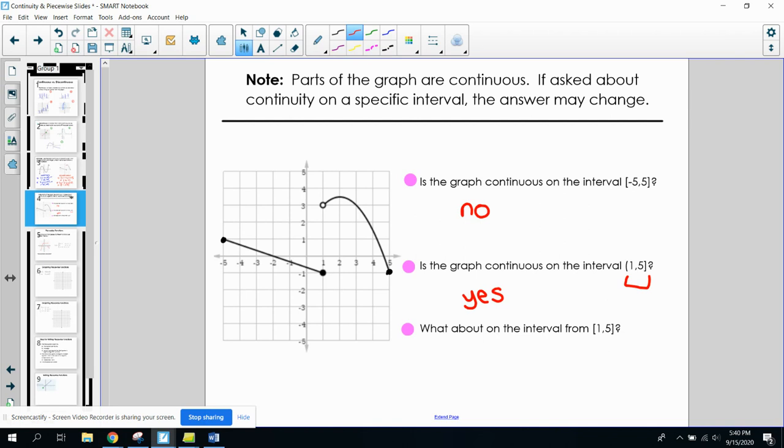What about on the interval from 1 to 5, inclusive? So notice again the brackets on 1 and 5. So if I'm including 1, I'm including this point here. So from this point and this piece of the graph, is that continuous? No. So we want to make sure that we're paying attention to the types of brackets that we have.